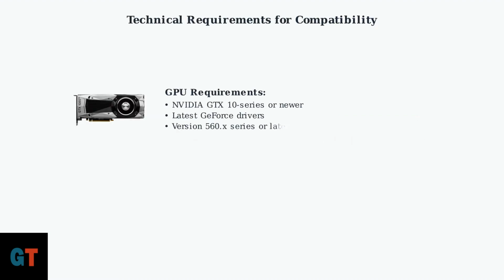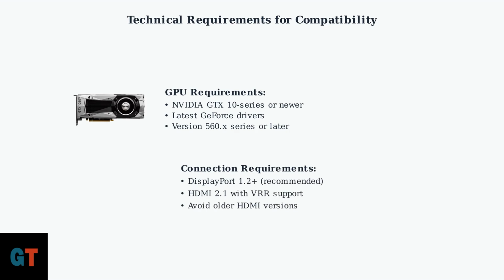For G-Sync Compatible to work properly, you need specific hardware requirements. Your Nvidia graphics card must be GTX 10 series or newer, running the latest GeForce drivers version 560.x series or later. The connection type is equally important. DisplayPort 1.2 or higher is recommended for the best compatibility. While HDMI 2.1 with VRR support also works, older HDMI versions often cause G-Sync options to not appear.